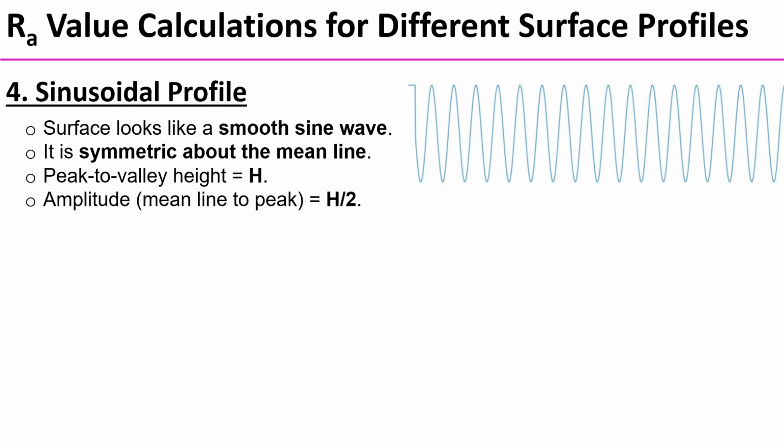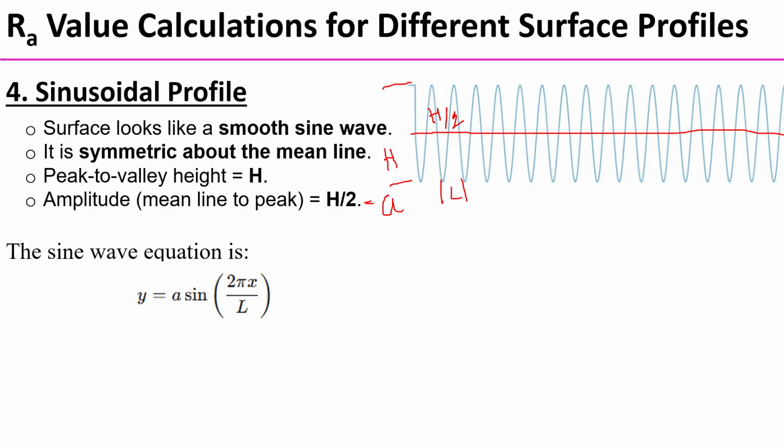For this profile, the surface looks like a smooth sine wave and it is symmetric about the mean line. Let's consider the peak to valley height as capital H, and its amplitude, let's consider small a, that is the mean line to peak, is H by 2. Moreover, we have to consider the sampling length as capital L. Then the sine wave equation is y equal to a sine of 2 pi x divided by capital L.